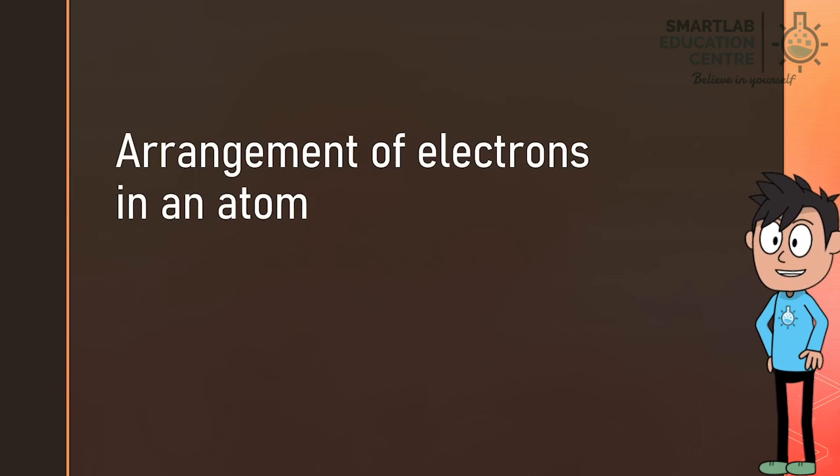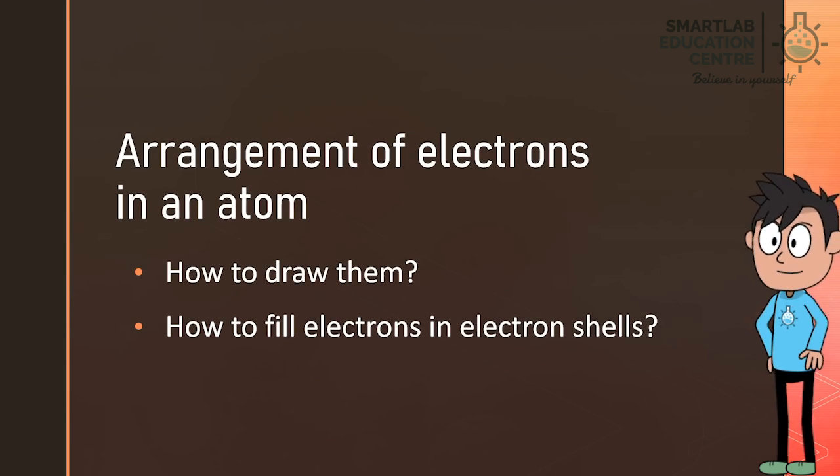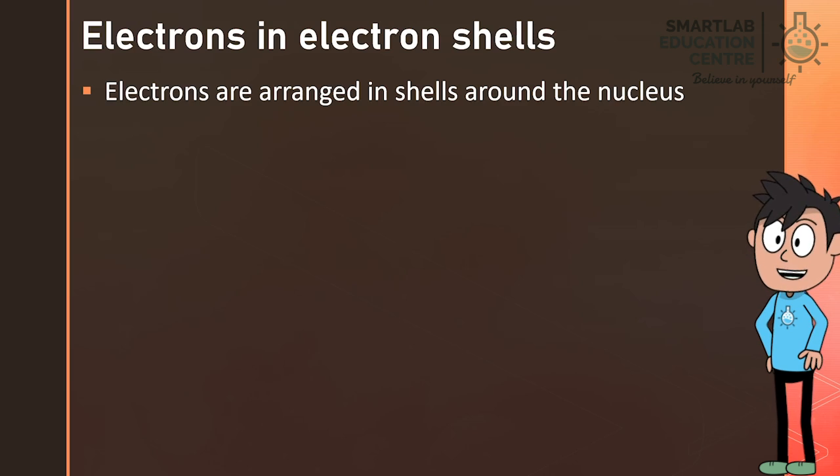Next, we discuss the arrangement of electrons in an atom, how to draw them, and how to fill electrons in electron shells. Electrons are arranged in shells around the nucleus. Each atom can have multiple electron shells.